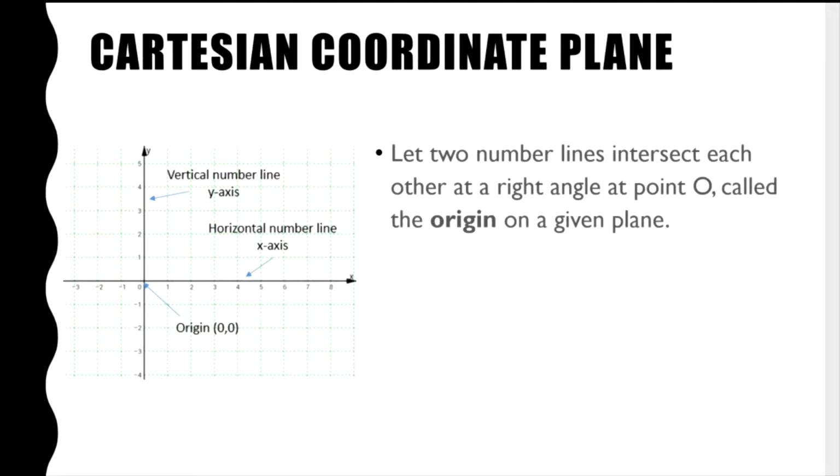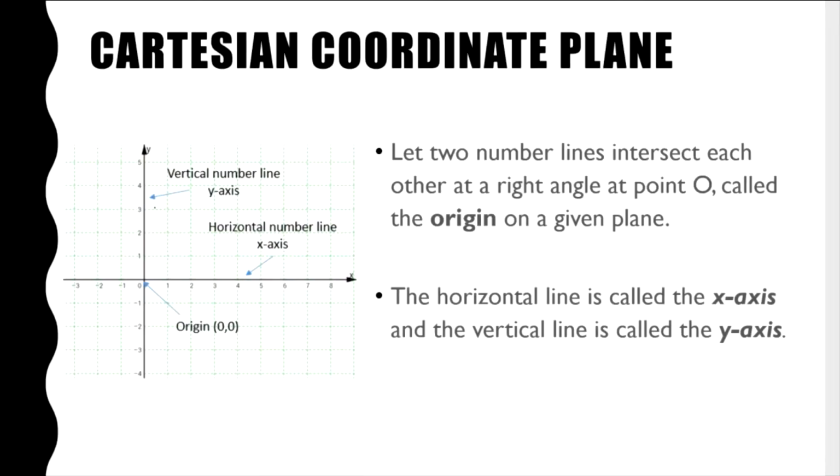Now here, let's get to know the parts of our Cartesian plane. So let two number lines intersect each other at a right angle at point O, which is what we call the point of origin. So at the point of origin, our ordered pair is 0, 0. So here in the illustration, you can see that the horizontal number line is what we refer to as the x-axis, and the vertical number line is what we refer to as the y-axis.